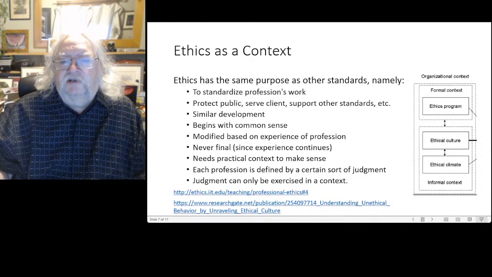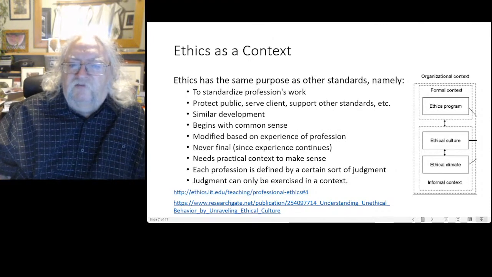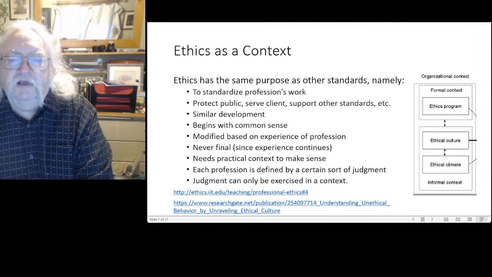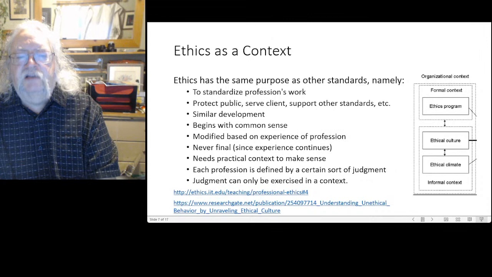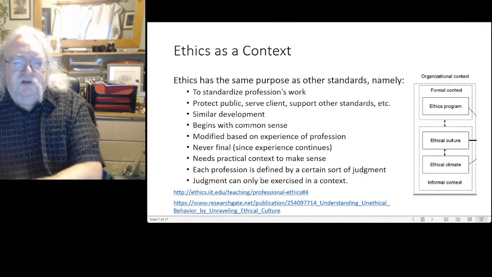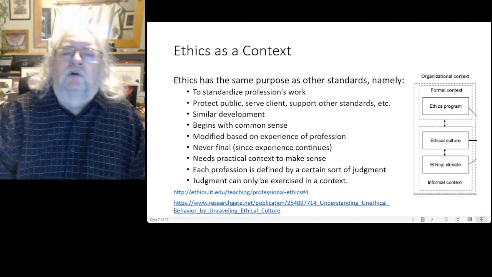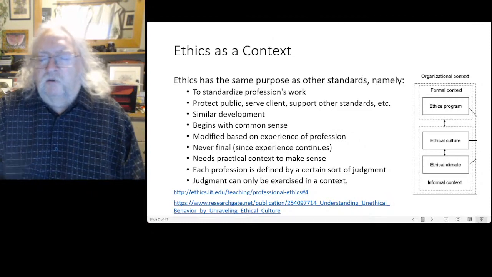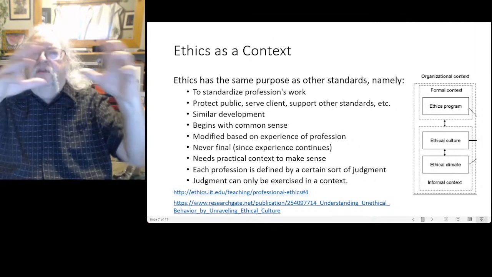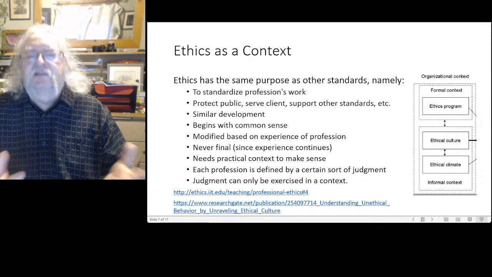Namely, to standardize the profession's work, to protect the public, to promote similar development, to begin with common sense, to be modified based on the experience of the profession, etc. To define each profession by a certain sort of judgment where these judgments are taken in certain sorts of contexts. So the profession defines a specific ethical context, and within that context, ethics becomes a standard.